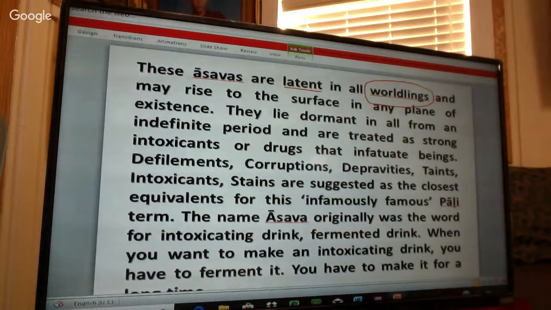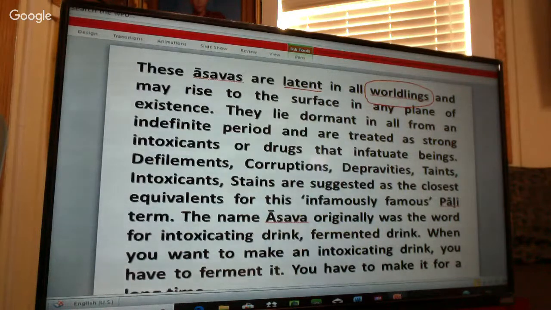So the asava lie dormant in all forms for an indefinite period. Indefinite period means our previous lives, how many can we see? Many. And in the future, if we cannot destroy the mental defilements, kilesa, we don't know how many more there will be. So it is the indefinite flow of asava.